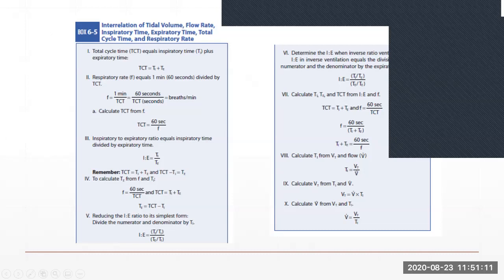Please review your equations for the tidal volume, flow rate, inspiratory time, expiratory time, total cycle time, and respiratory rate. Refer to your course instructor and your textbook.